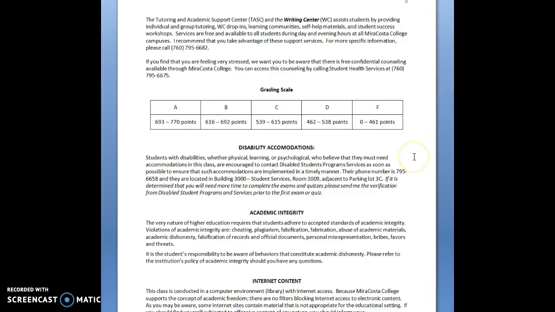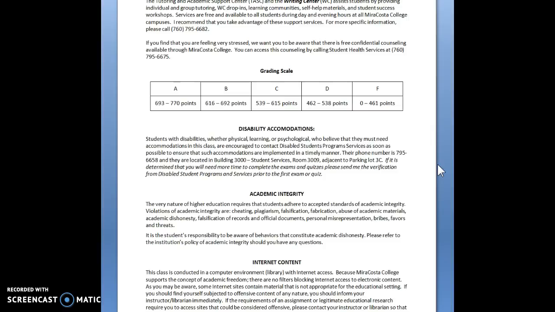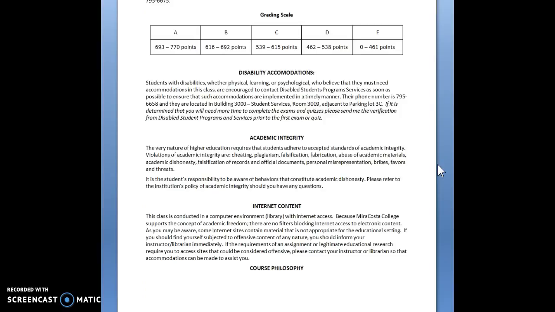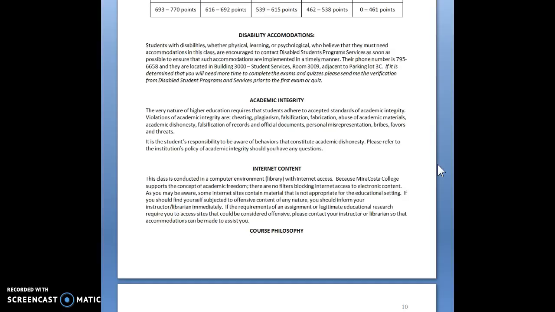If you have any disability accommodations, please contact DSPS, and their phone number is here, 795-6658. Academic integrity is expected. Please refrain from any dishonesty and any plagiarism.